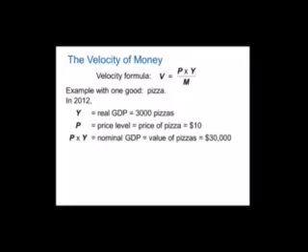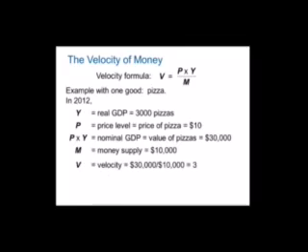So we need $30,000 of transactions to buy 3,000 units of pizzas. But let's say the money supply, the total amount of dollars that we have in the economy, is $10,000. So if we wanted to purchase all the pizza at the same time, we wouldn't have enough money to do that.